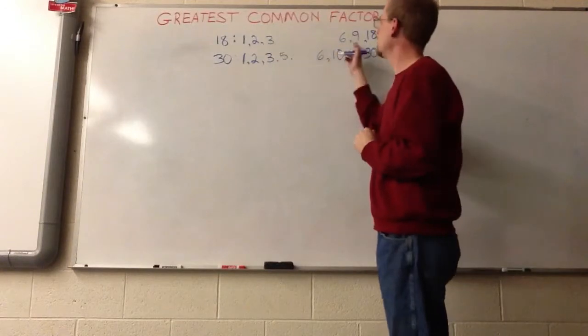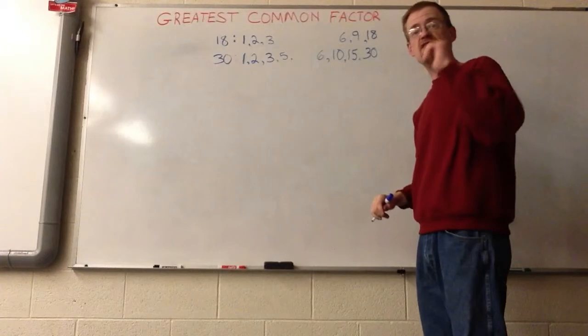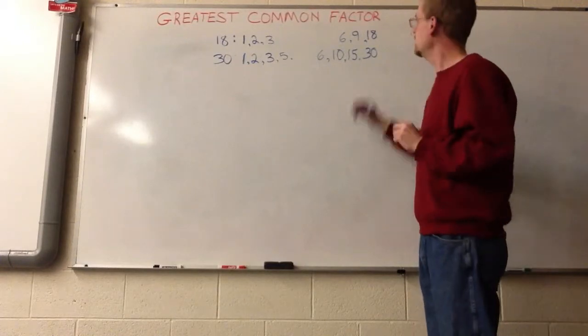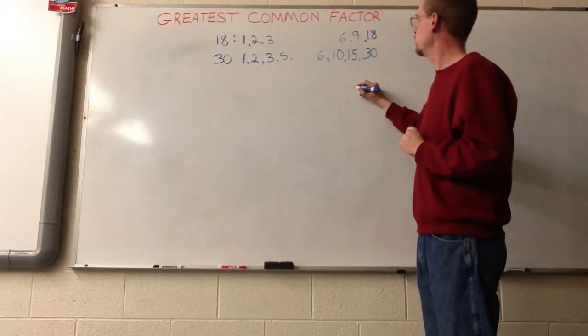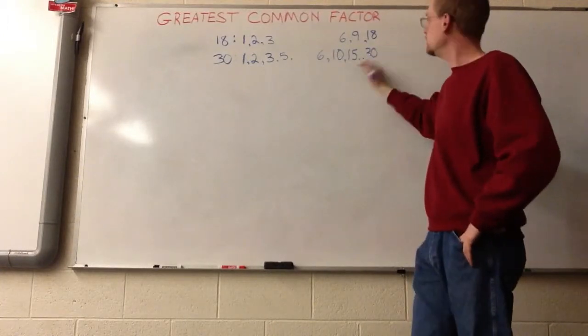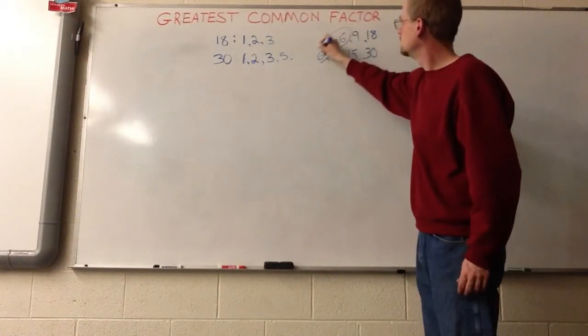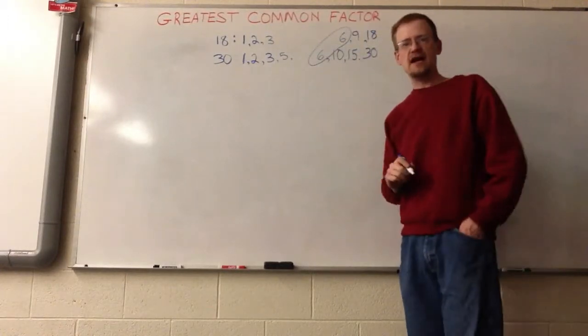Find all of the numbers. When you multiply together, you get to that number. Okay? We then find the greatest common factor, the biggest number that's in both lists. Okay? Well, we don't have 30 in both lists. We don't have 15 or 10. It looks like 6 is our greatest common factor.